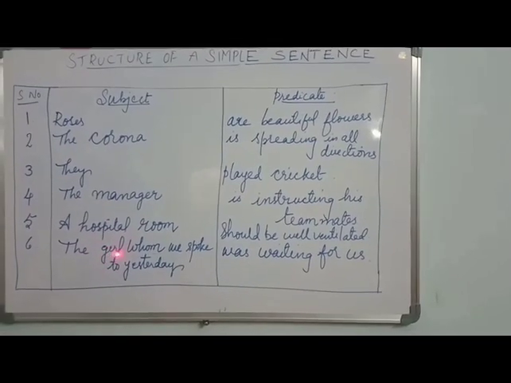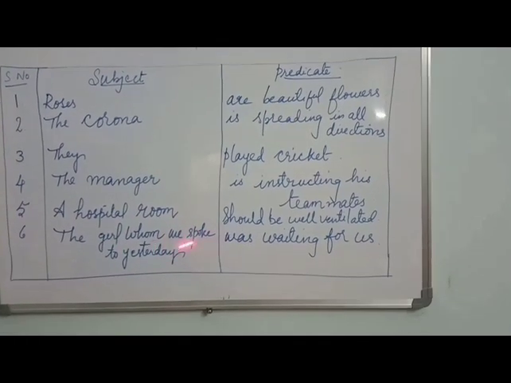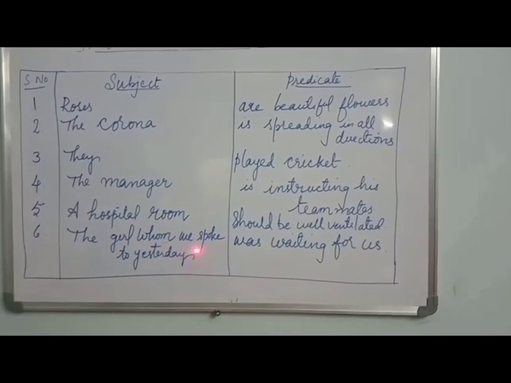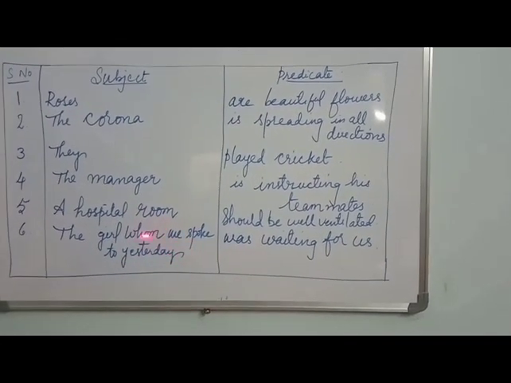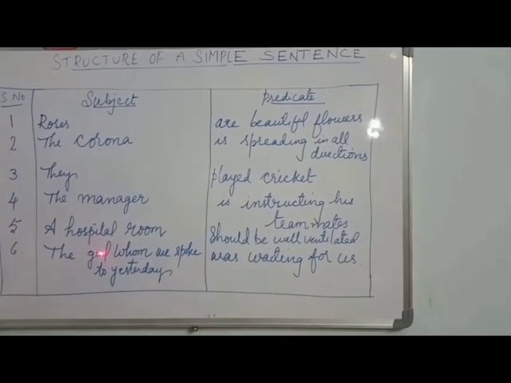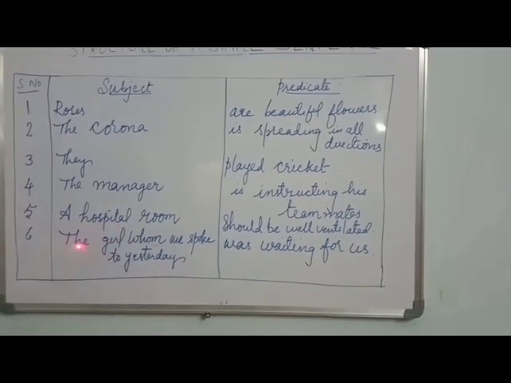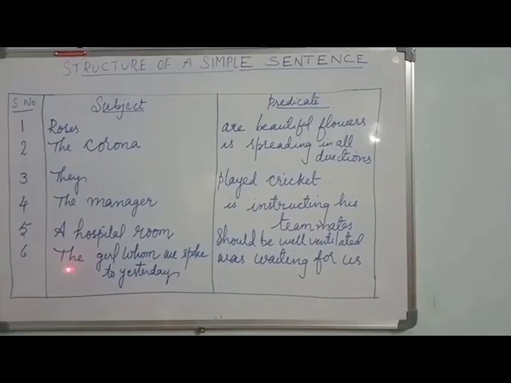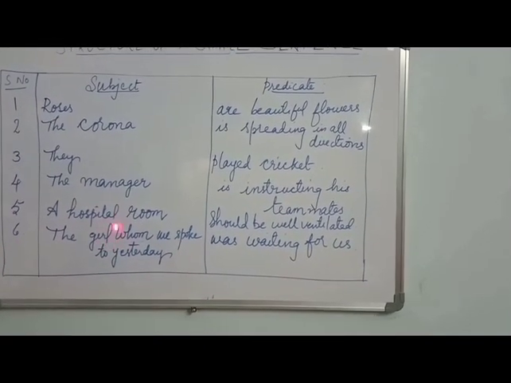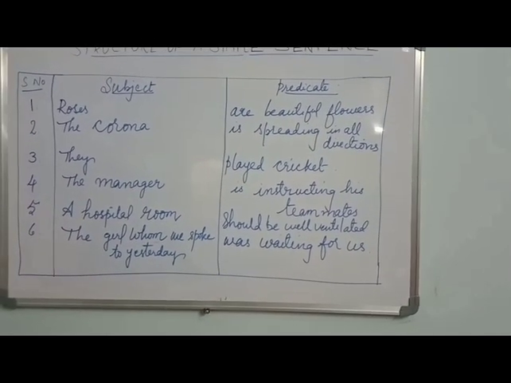So, the girl alone is the head subject and all the others are helpers. The is a helper. Whom we spoke to yesterday are also helpers. Whom we spoke to yesterday is actually functioning as an adjectival clause. We can call it an adjectival clause because this clause is actually talking about the noun girl. So it's an adjective. It is modifying the noun girl. And the, we have already said, is an article. So there are 1, 2, 3, 4, 5, 6 helpers for the head subject girl. The girl whom we spoke to yesterday was waiting for us.